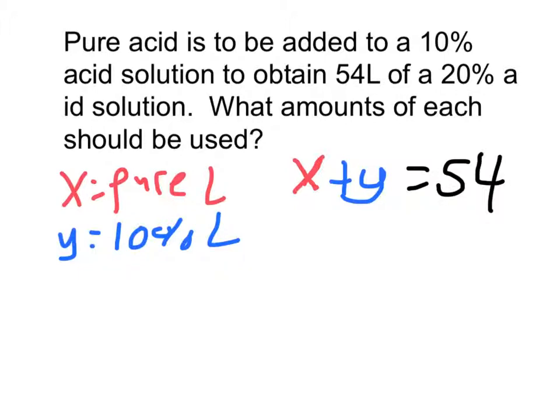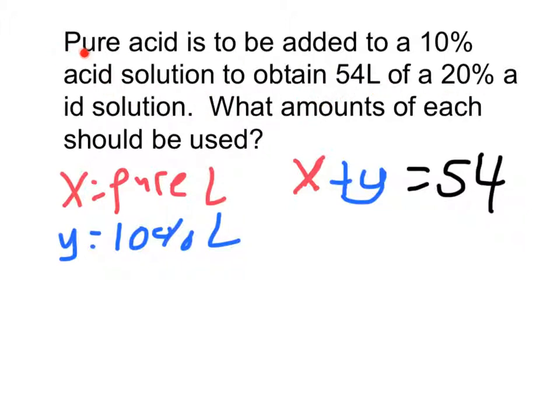Penmanship is terrible today, but so you get two variables, one equation you can't solve. Let's go back to the drawing board and look at the facts that we have. We have a 10% solution, and we're going for 54 liters of a 20% solution.